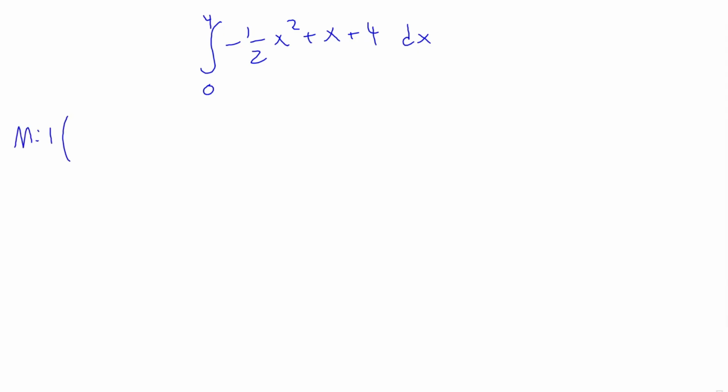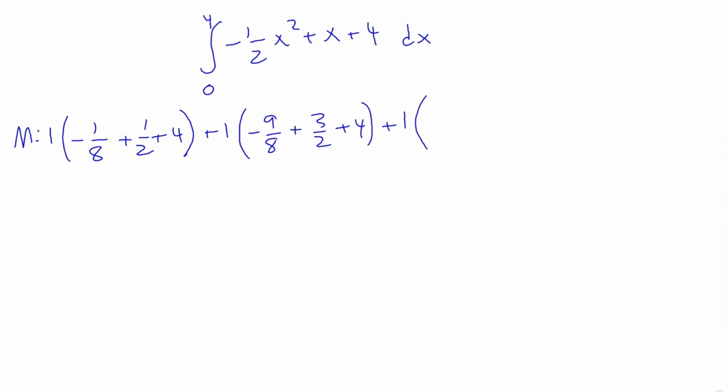So it's 1 times the value at 1/2. Well, 1/2 squared is 1/4, and then 1/4 times negative 1/2 is negative 1/8. So we have negative 1/8 plus 1/2 plus 4. And then we're going to have 1 times, when we plug in 3/2, that's going to be 9/4 times the negative 1/2, which will be negative 9/8. So we have negative 9/8 and then plus x, which is 3 halves, plus 4.